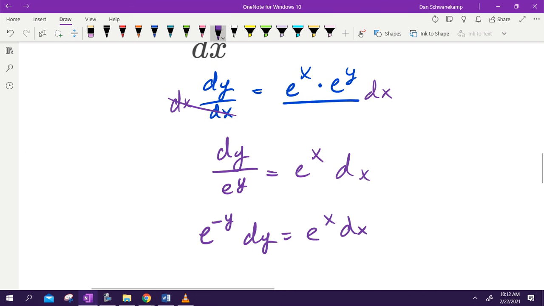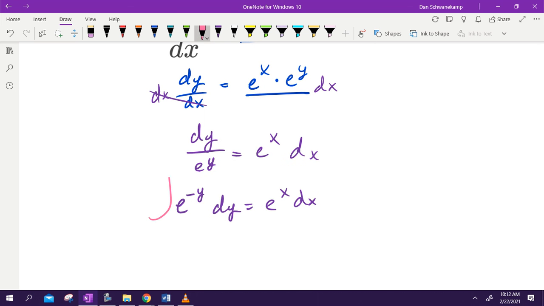Now I can take the integral. So that's just separating. Now I'm going to integrate. The antiderivative of e is what you see, but I have to divide by the derivative of the exponent. So what else do I need to include here? A negative sign. On the other side, the antiderivative of e to x is e to the x. Okay, we got a plus c at the end. Boom, done. Questions there?